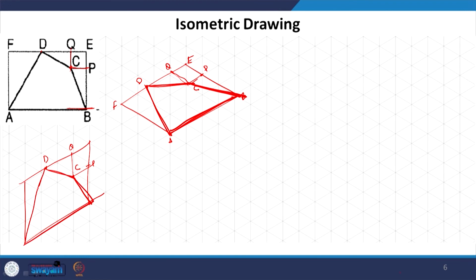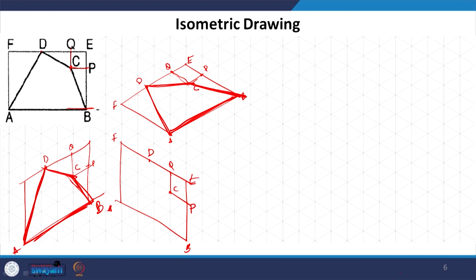Again, the fundamentals will remain the same; you will just have the same things repeating over and over again. I will do it again, and you can keep doing it. Have the grid papers ready with you. D, A, B, Q, P, F, E, and this point is C. You join it, and every time you will get a slightly different looking shape, but it is actually the same isometric.